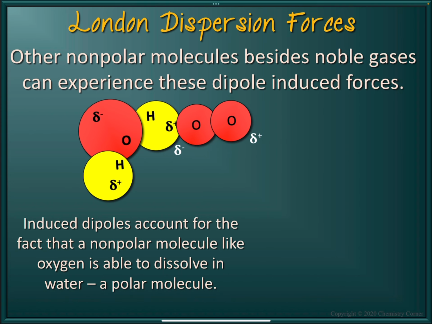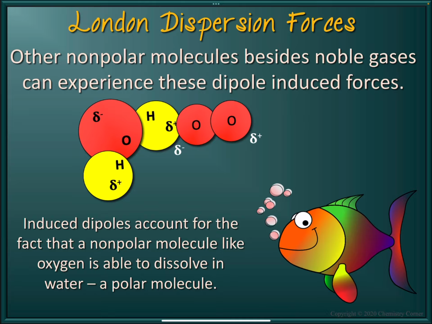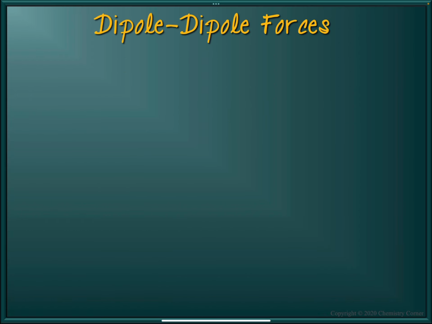Another thing about London dispersion forces is that it can take a nonpolar molecule like oxygen and help it dissolve into a polar molecule like water. Okay, because of that instantaneous dipole, there will be a weak attraction between the O2 and the polar molecule of water. So you would think oxygen would never dissolve in water, but it really does. And I mean, fish and sea life are alive because of it. And it's London dispersion forces that make that possible.